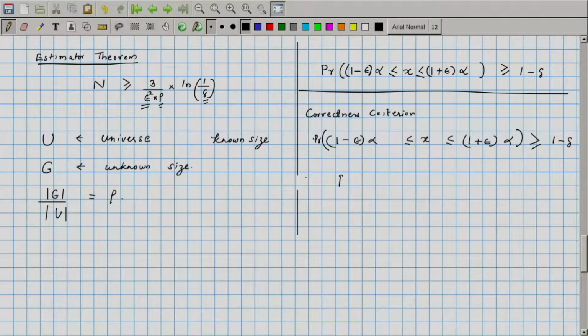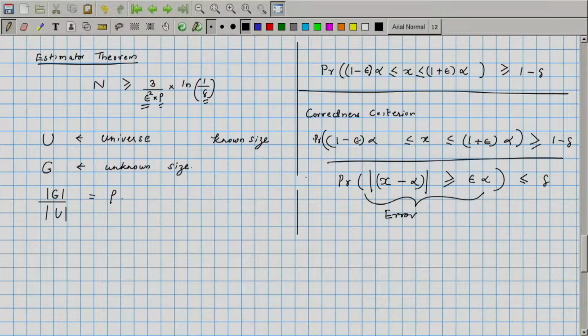In other words, the probability that the complementary event happens, that is, x minus alpha, the absolute value of that being greater than epsilon times alpha, is less than delta. Okay. So, if you think of this as the error, then we are saying that the probability of error is at most delta.